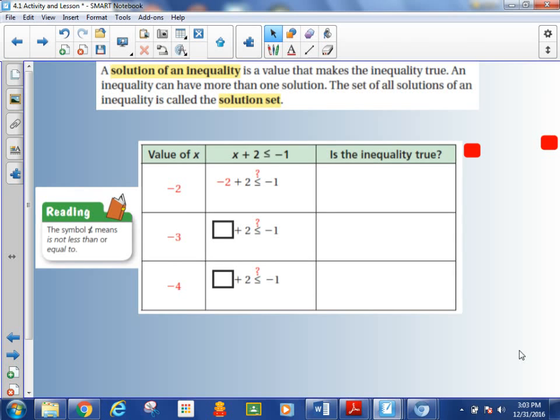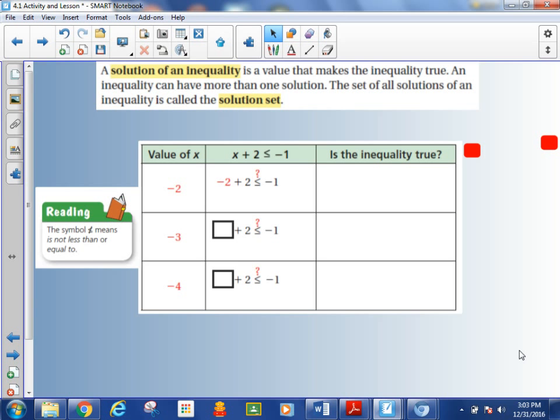Okay, so in this part of the lesson, we're going to be working with finding solutions to inequalities. And a solution of an inequality is a value that makes the inequality a true statement. An inequality can have more than one solution, and the set of all solutions of an inequality is called a solution set.